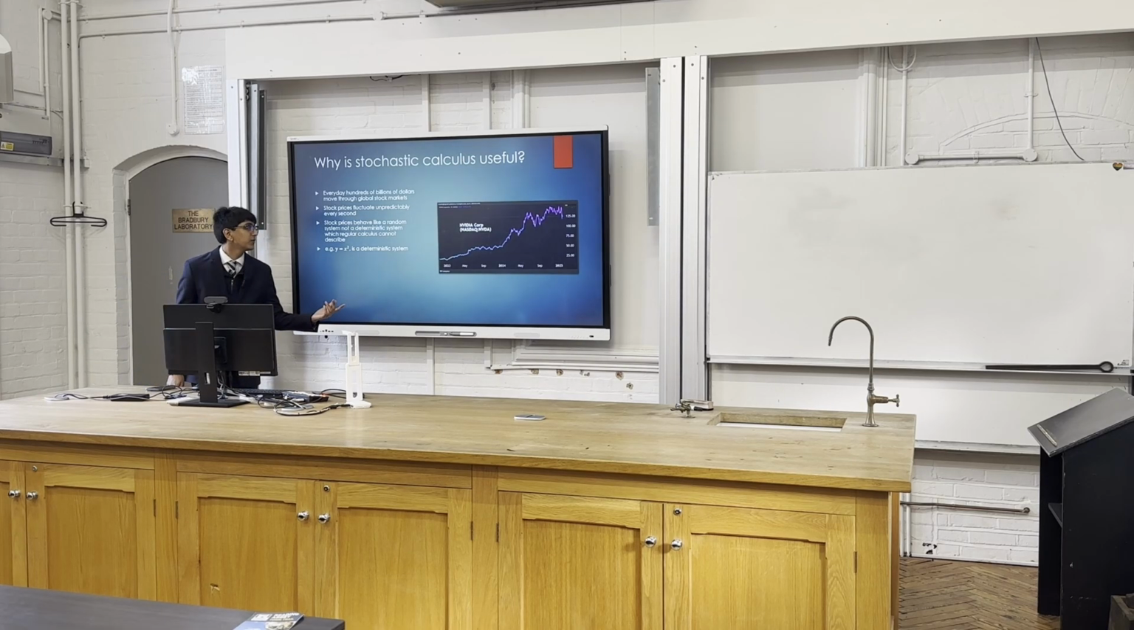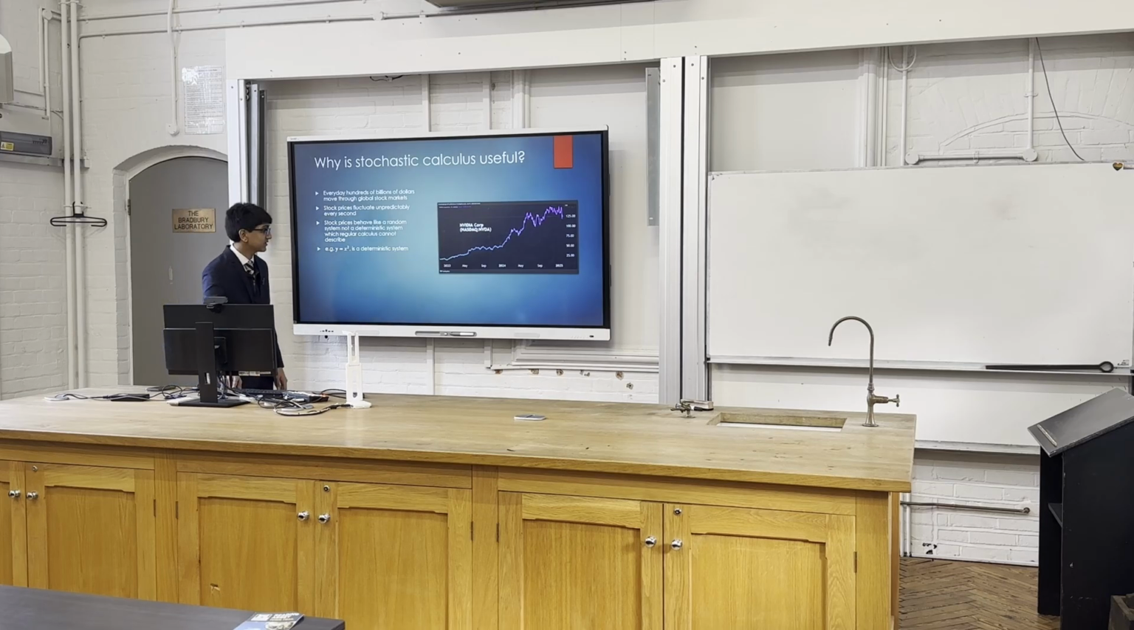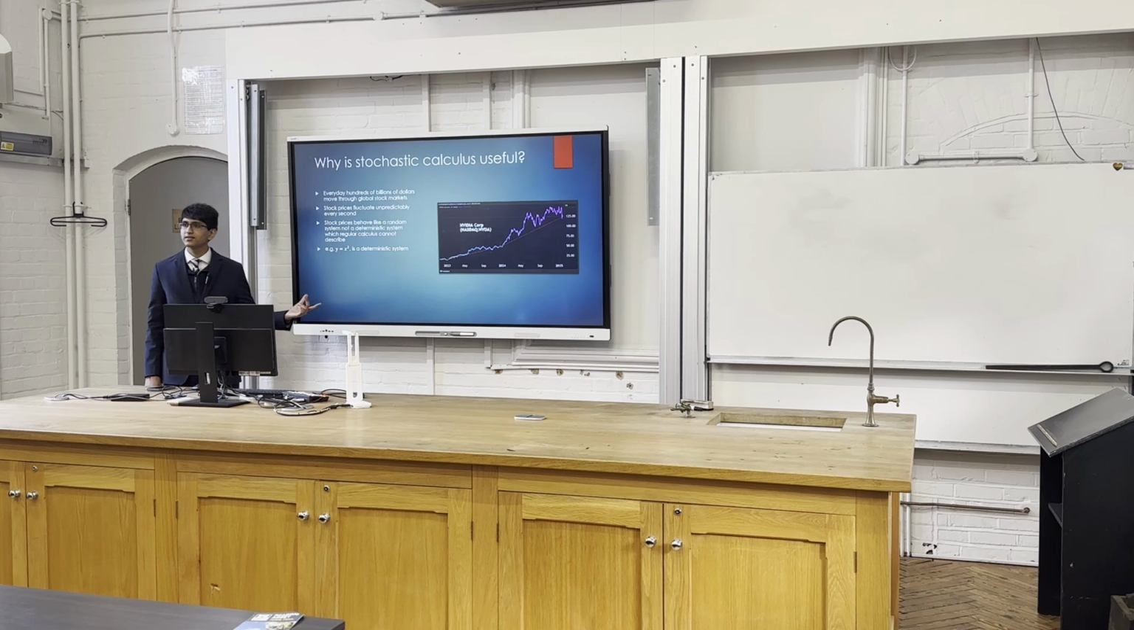So here's an example of the stock price of NVIDIA over the last 2 years. We can see that it's quite random, it's fluctuating a lot. But what we can see as well is that there's still a steady increase across a big time period. And that's called the expected return, which we're going to touch on later.